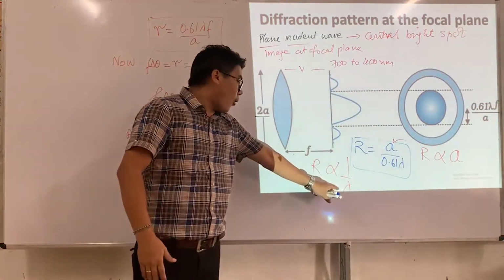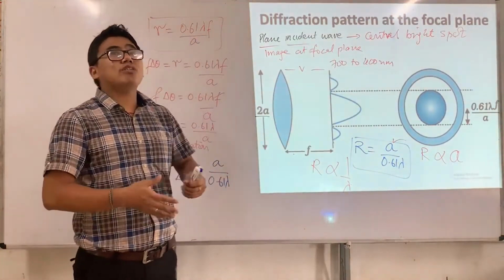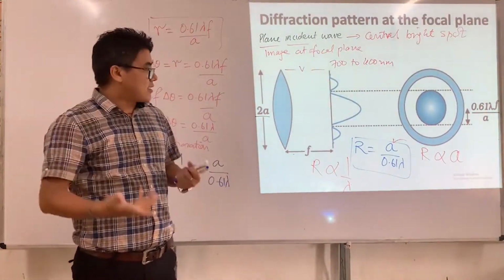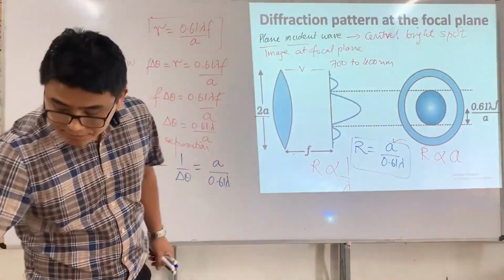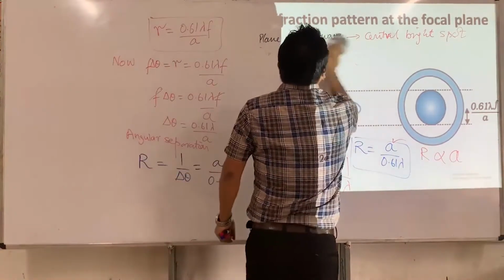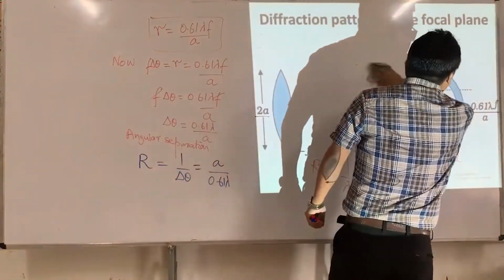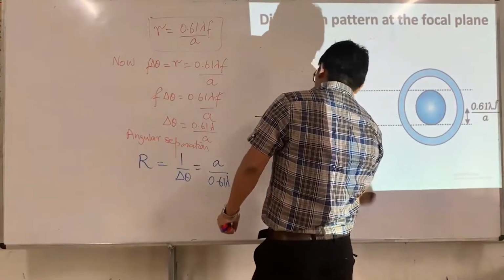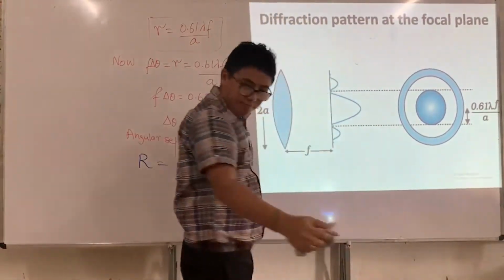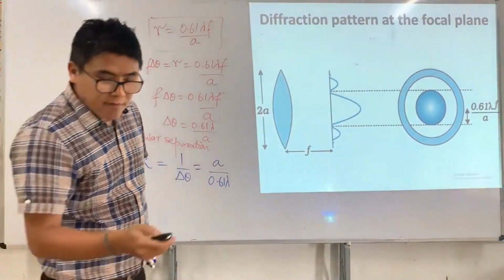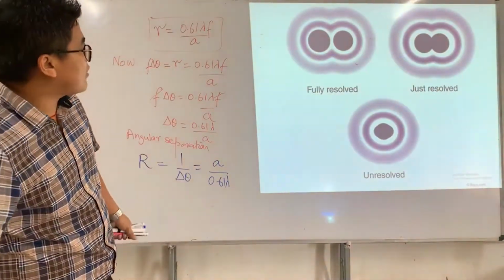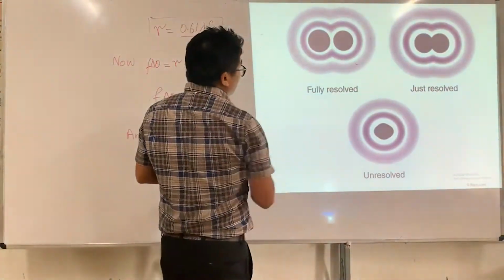So this is not an optical telescope. We use X-rays, and we can see much further distances. Now, normally when we talk about resolving power, we divide this into three parts: just resolved, unresolved, and completely resolved. This is the fully resolved.